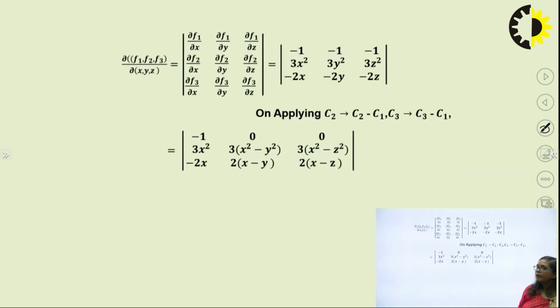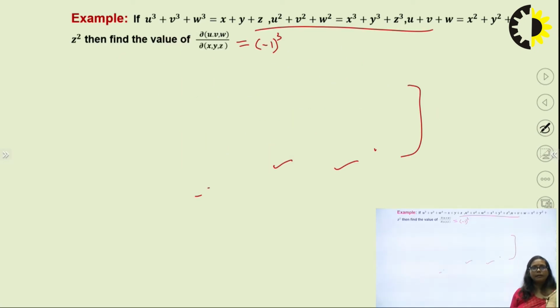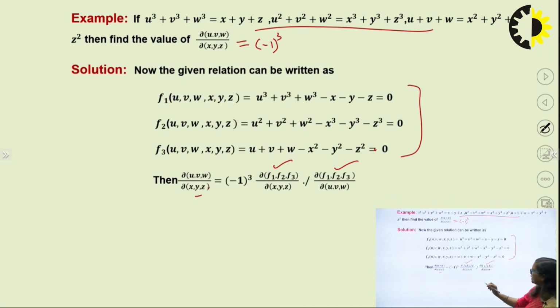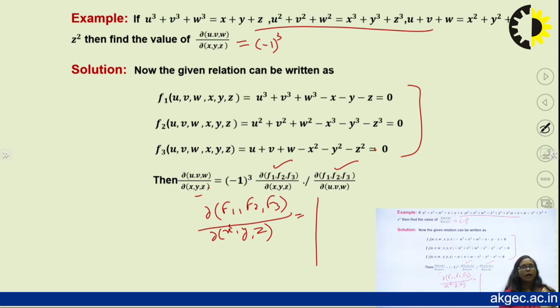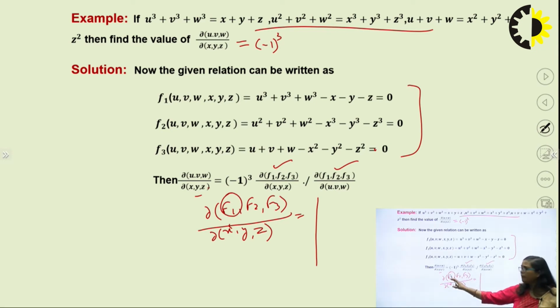First I need to find the Jacobian of f1, f2, f3 with respect to x, y, z. Just a minute. So if I look at my relations, I start finding this Jacobian. By definition, I write the partial derivatives in the first, second and third rows. First I start with f1. Take the partial of f1 with respect to x, y and z and keep it in the first row. So del f1 by del x is minus 1, del f1 by del y is again minus 1, and del f1 by del z is minus 1.